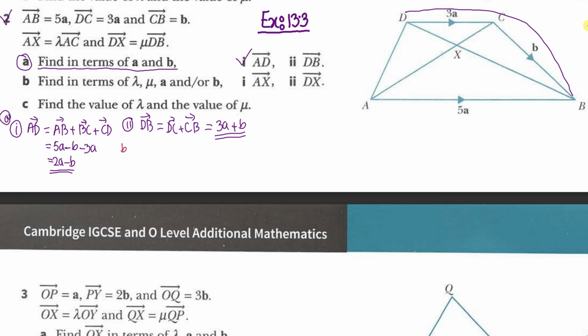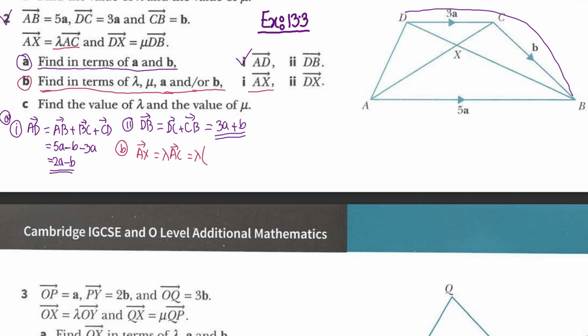Let me use a different color to do the other questions. Now I move to question number B, and it is written there: find in terms of lambda and mu, a and or b. AX first. So let me see the AX. One piece of information is provided, which is lambda AC. So AX equals lambda AC.